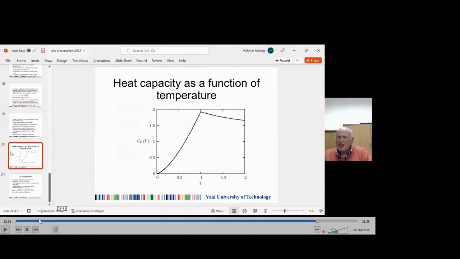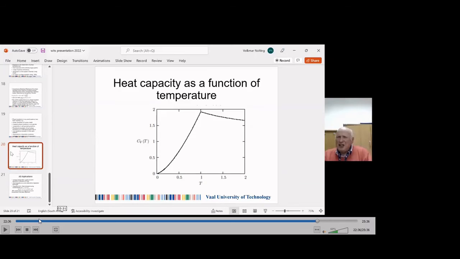Next slide, please. We also looked at the heat capacity as a function of temperature T, and that heat capacity shows a peak at T equal to Tc, which again characterizes the phase transition as one of first order. Interesting here is also the lambda shape of that peak, which is a result of Bose Einstein condensation.